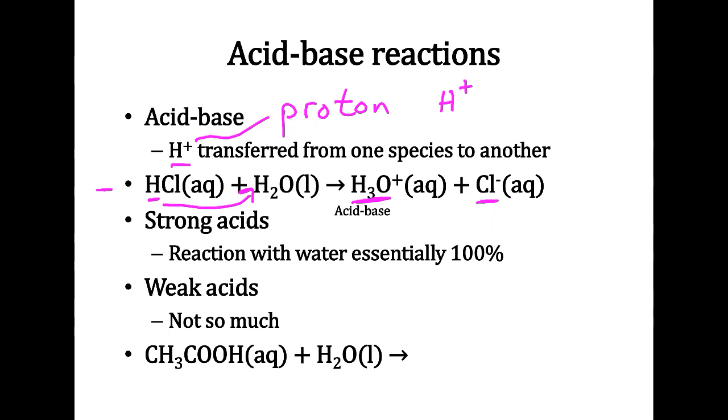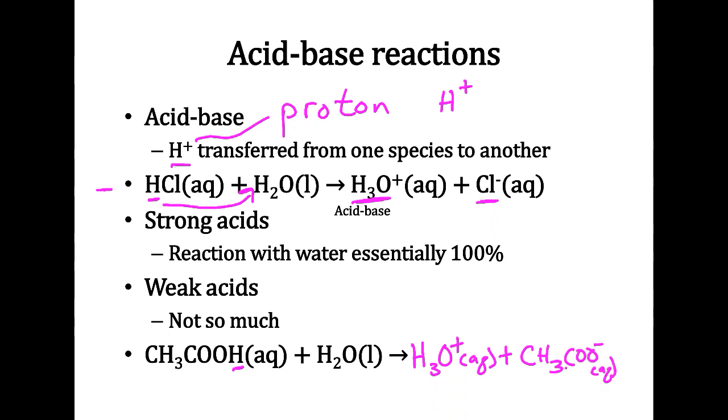So down here, we have acetic acid, CH3COOH, plus H2O. So what will happen is this acid is going to give up its H+, so we'll end up with H3O+ as one of our products. And then we'll end up over here with CH3COO-.